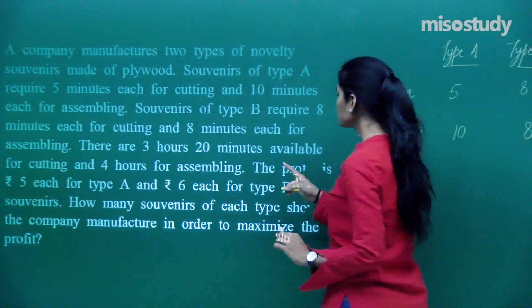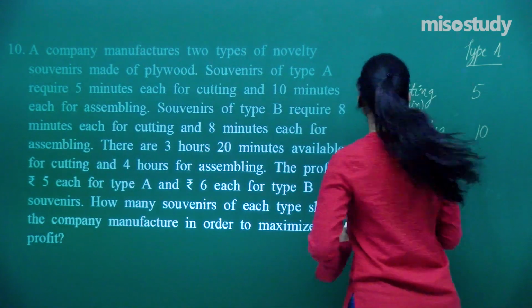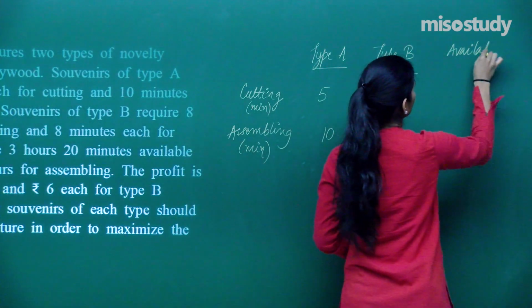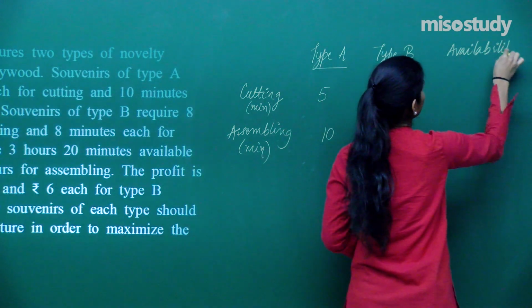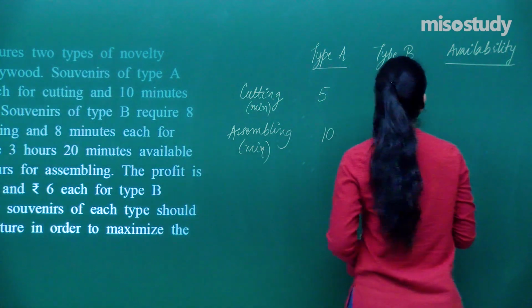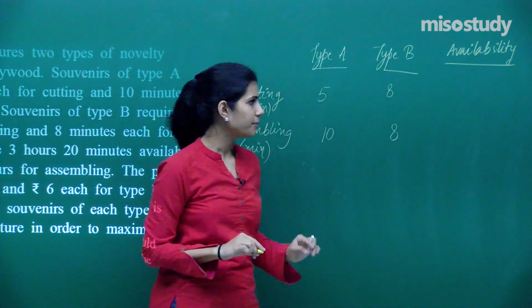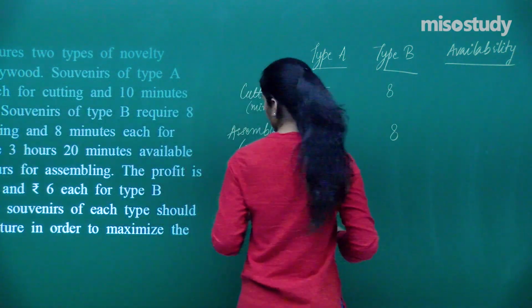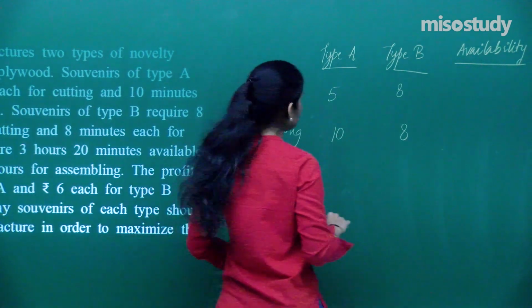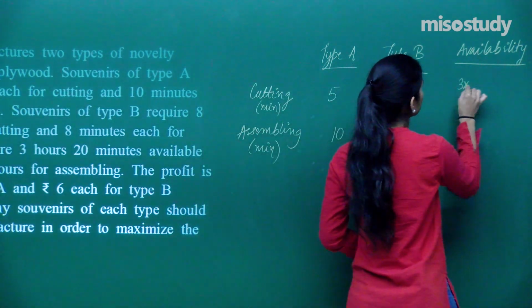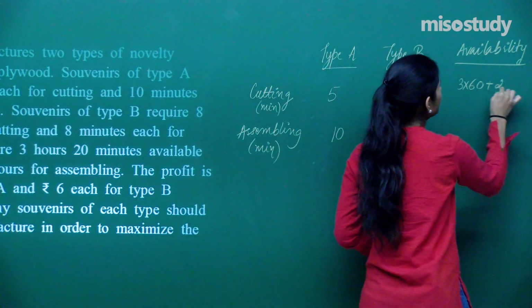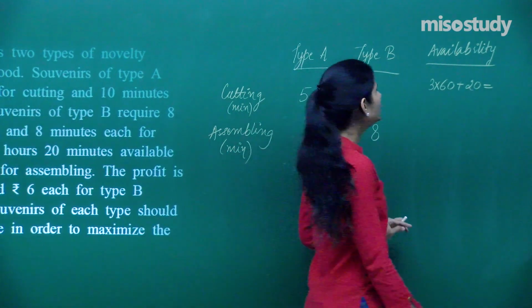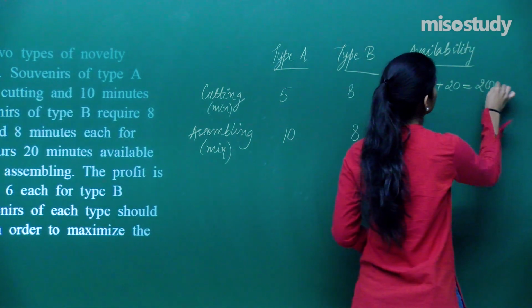There are 3 hours 20 minutes available for cutting. So what is the total availability? Availability has to be written in minutes only, because we are talking about minutes. Total minutes available for cutting is what? 3 hours means 3 into 60 minutes along with 20 more minutes. These are the number of minutes available for cutting in total. This gives you 200 minutes.